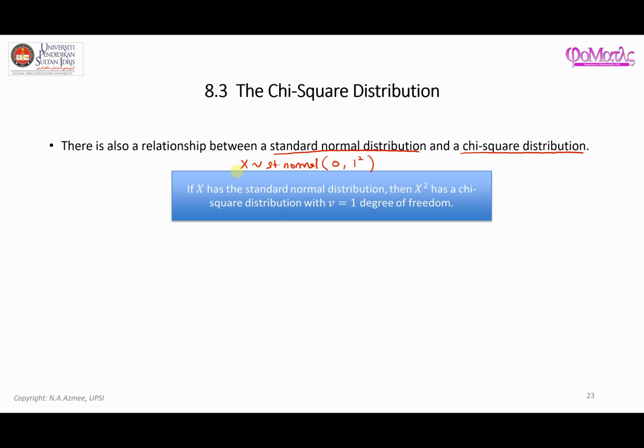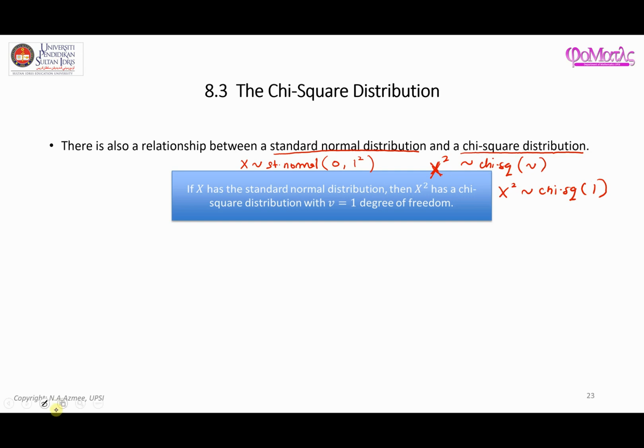Therefore, if you take this random variable, the standard normal random variable X, and you square it, the result is going to have a chi-square distribution with degrees of freedom 1. A chi-square distribution can be represented as chi-square, with the degrees of freedom here being 1.